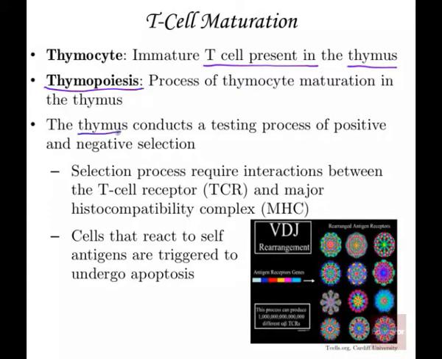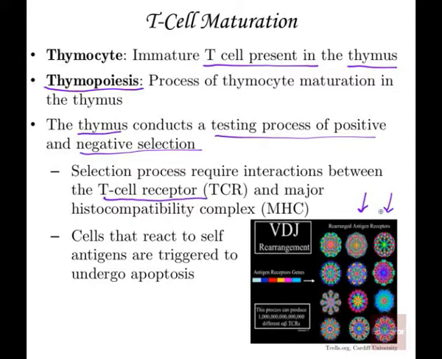So the thymus conducts a testing process of both positive and negative selection. As you can see in this figure down here, we have a very elaborate array of all these different types of receptors. Once an antigen is identified as an antigen and presented to the T cell by an antigen-presenting cell, we get a self-selection of T cells that have configured their T cell receptors to be very specific for that antigen.